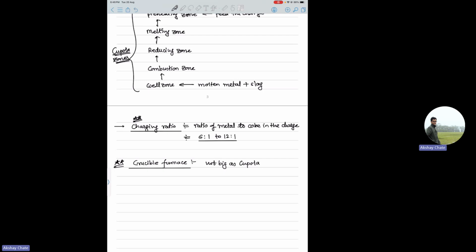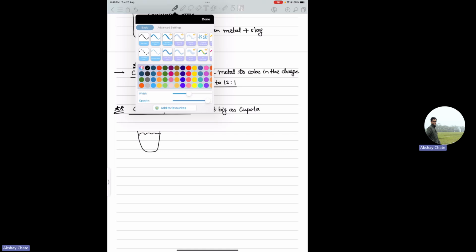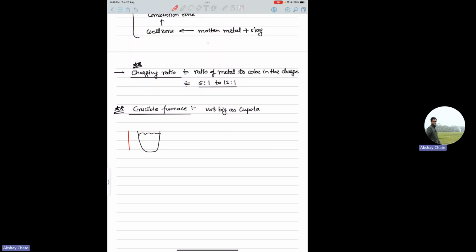So what happens? You have some ladle kind of thing. Here you put your charge. Typically you'll have some refractory lining, because very hot gases will flow around your ladle. So something like this. I'm just drawing it simply. And this is your refractory lining or wall, whatever you want to call it.